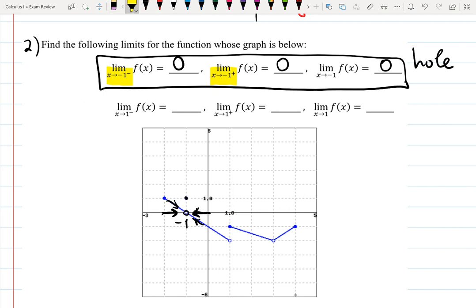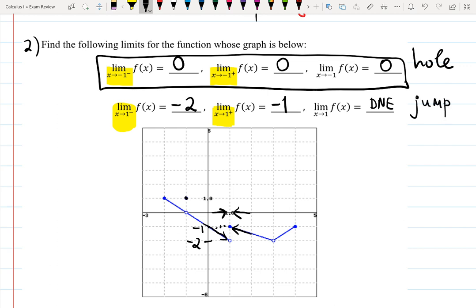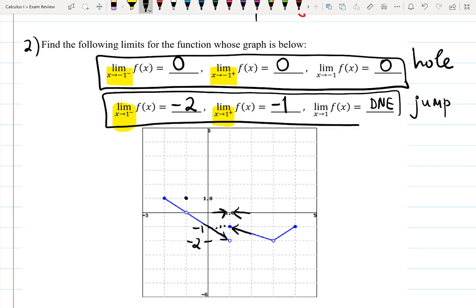What is happening at 1? When x approaches 1 from the right, like this, f of x approaches a height. What is this height? -1. From the right, it is -1. Over here, -1. So the second answer is -1. But from the left, this one, f of x actually approaches a deeper or lower height. That's -2. Okay, -1 does not equal -2, so we're going to call it does not exist. And this is a jump discontinuity. That's not a removable discontinuity. That's just a jump.